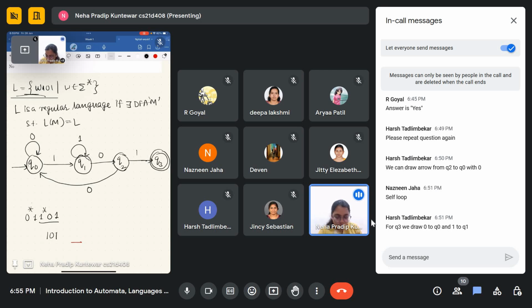Right. So you've read 101, and now if you see a 0, it's as good as you've read 10 and you're looking for a 1. So the state that actually stores this fact that you've read a 10 is q2. So okay.